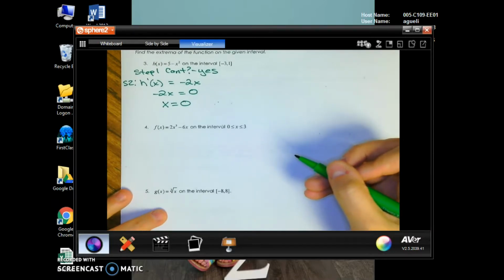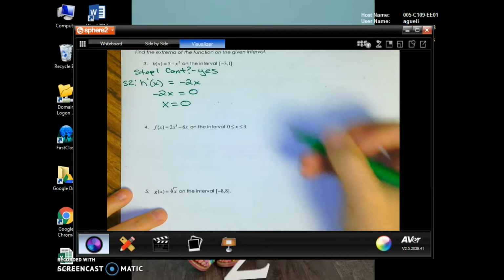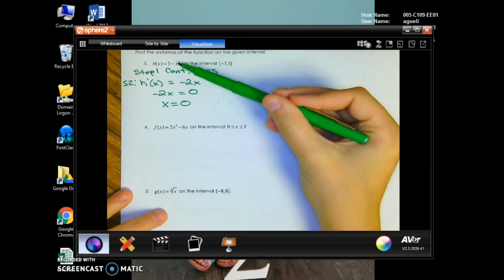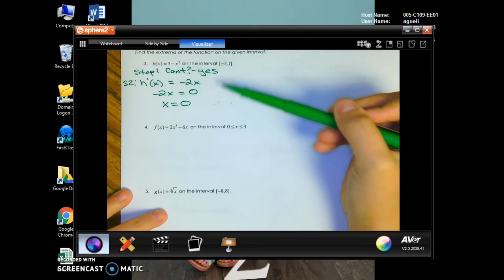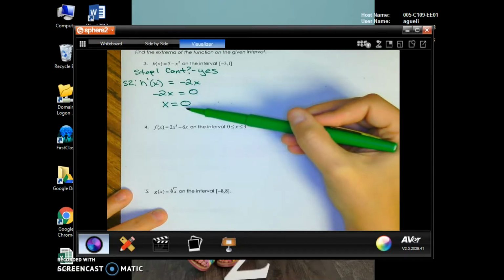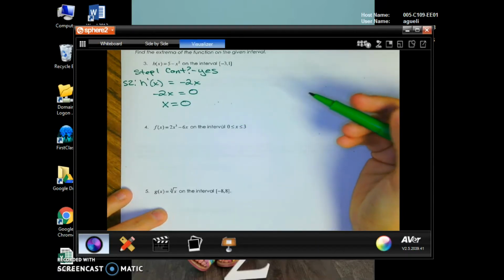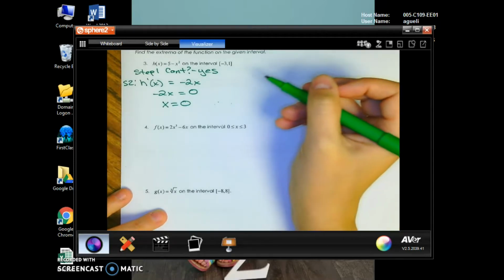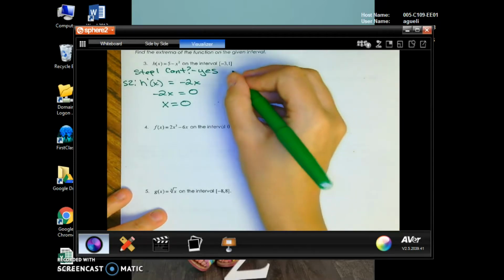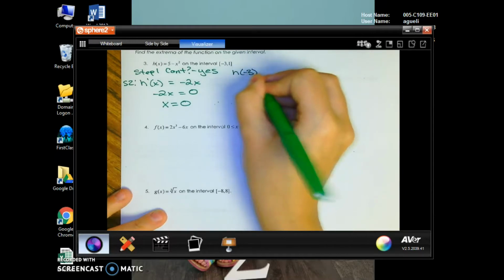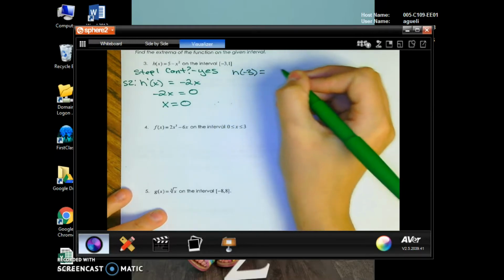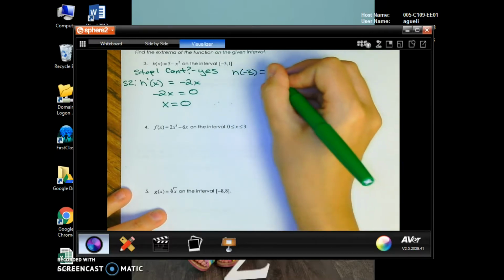Okay. Now what we need to do is go back to the original, and we plug in the endpoints and the critical value. So you need to plug in this 0 and negative 3 and 1 into the original. We had talked about using your calculator to make that quick. This one, the math isn't too bad, so I'll just do it by hand. I would expect you to be able to do this without a calculator.